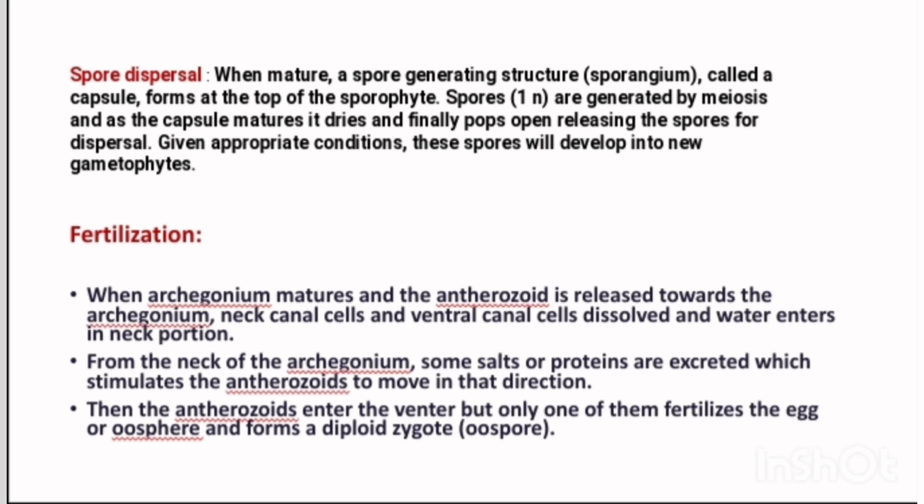For fertilization, when the archegonium matures, the antherozoid is released towards the archegonium. Neck canal cells and the ventral canal cells dissolve and water enters the neck portion. From the neck of the archegonium, some salts and proteins are excreted which stimulate the antherozoids to move in that direction. Then the antherozoids enter the venter, but only one of them fertilizes the egg, forming a diploid zygote.